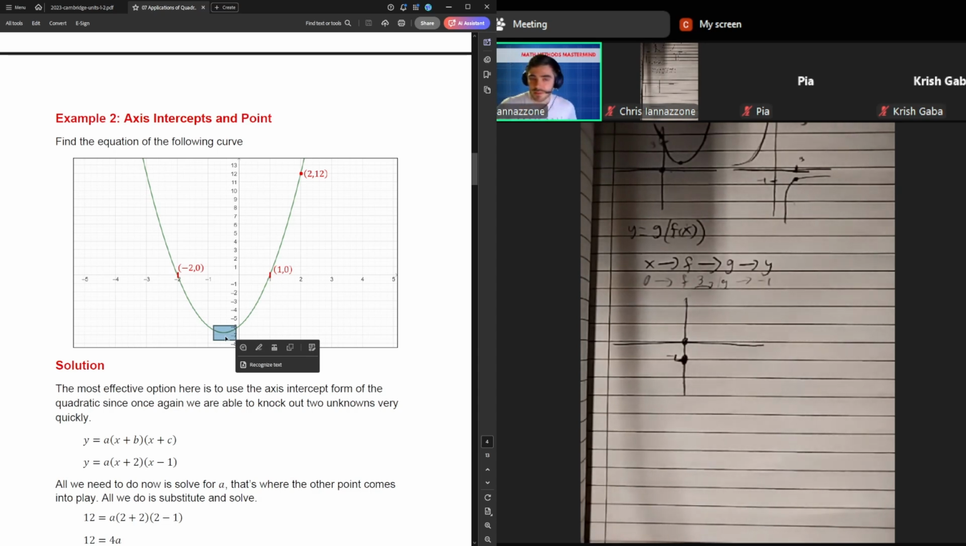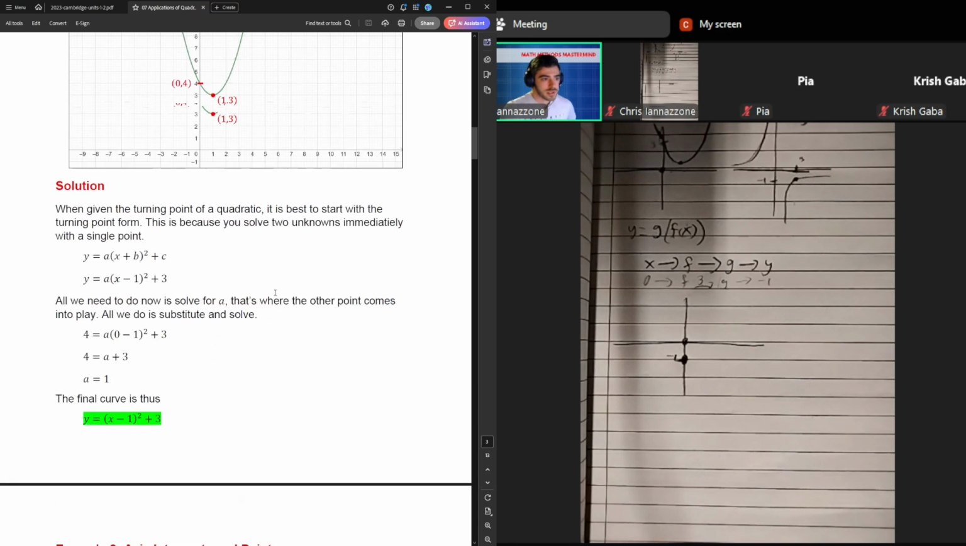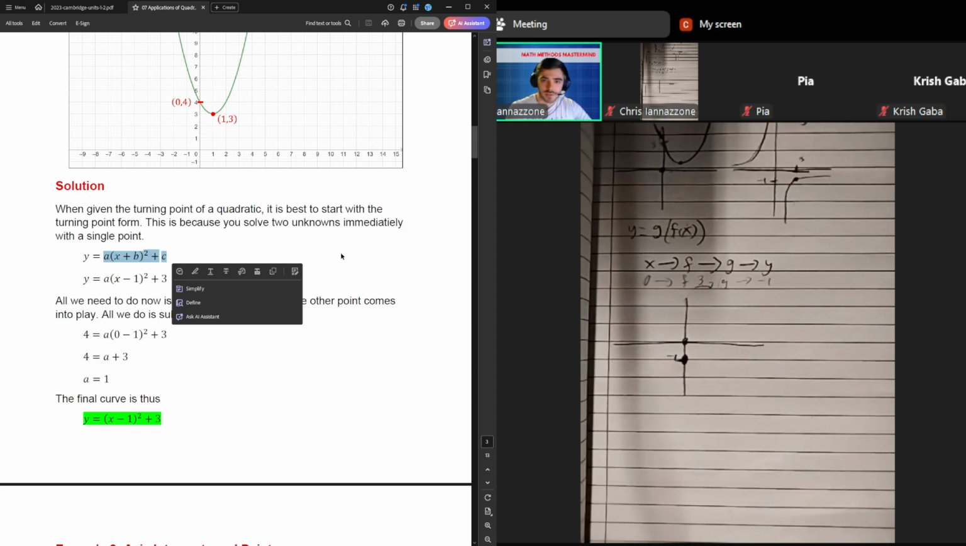So that's another way that you might be told the turning point, and that's your prompt to use turning point form. It's just another way of phrasing a turning point. So you would still use this form of the quadratic to solve that.